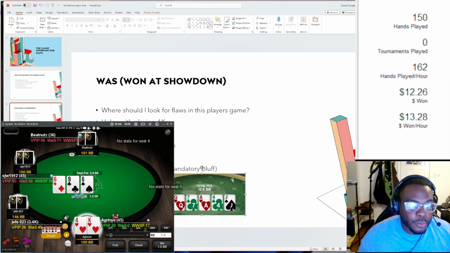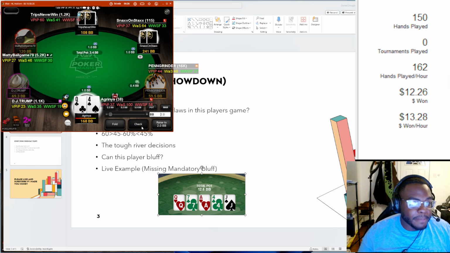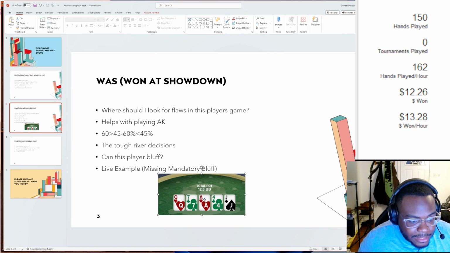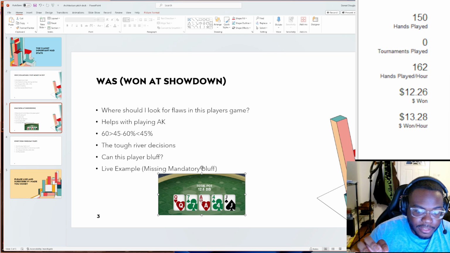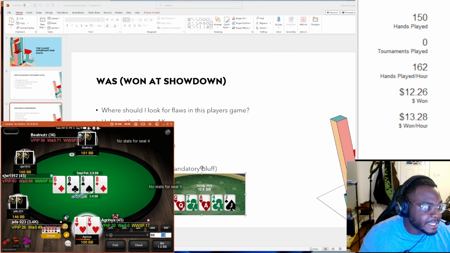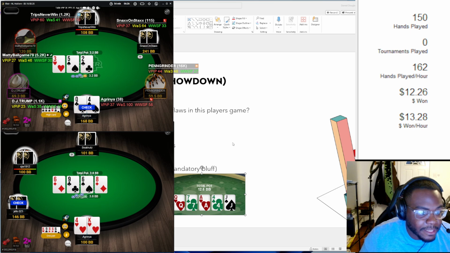That's one example. So basically what you've got to do, you have to figure out, is this player missing mandatory bluffs on the river? On this run out, it's the king 10. King 10 is the nuts. We discovered that, okay, kings and tens is what makes the nuts. Is he bluffing with kings and tens on this river? If he's not, then he's not finding the mandatory bluffs.